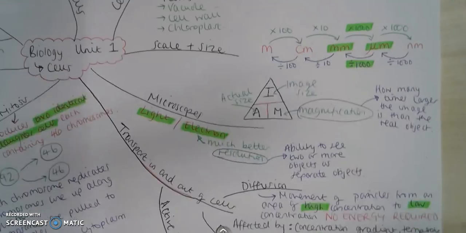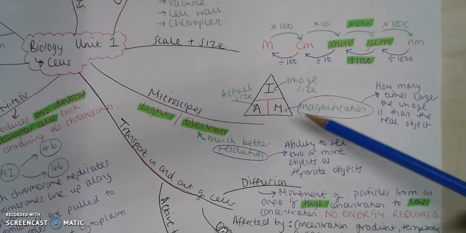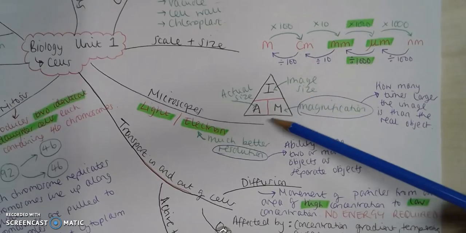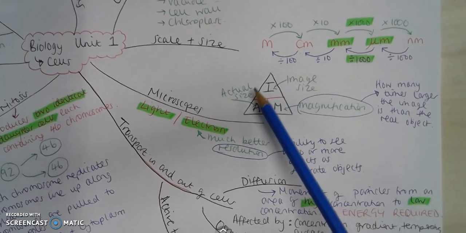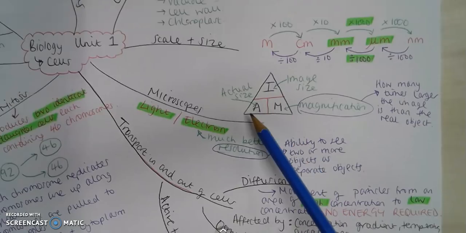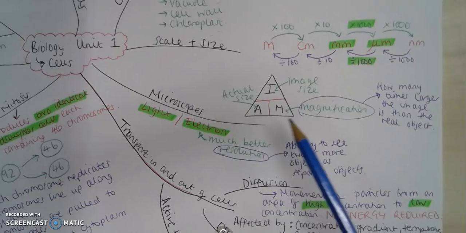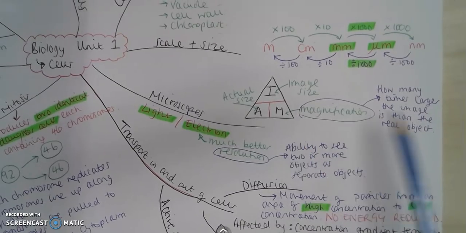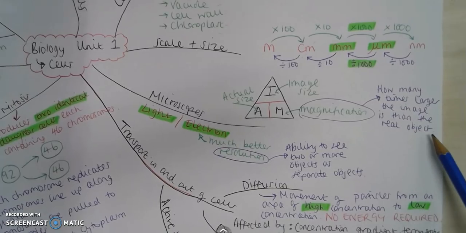Thinking then about microscopes, the key thing to remember with that is the I-AM triangle. I representing the image size, so that's referring to what you're actually seeing through the eyepiece lens. A is the actual size, so the physical size of that thing that you are observing under the microscope, and M is the magnification, which is how many times larger the image is than the real object. And that's the one that usually is 100 times or something like that.